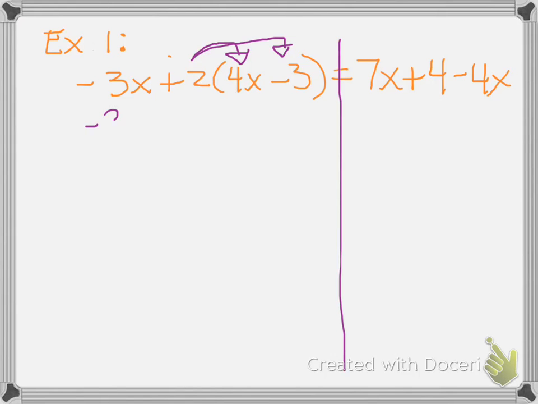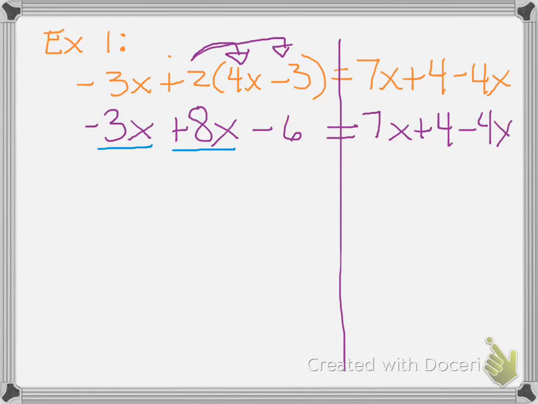So I'm going to bring this negative 3x down, and now I'm going to multiply my positive 2 times 4x, which is positive 8x, and now my positive 2 times negative 3. Okay, I got a text and I'm not quite sure what the last thing I said was.